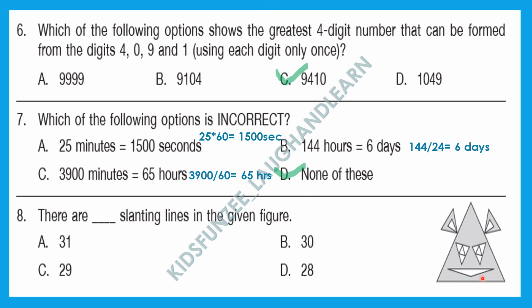If you see this one, this is not considered a slanting line because this is horizontal. Same for this. So these two are excluded and we got option D as the correct answer, which is 28.